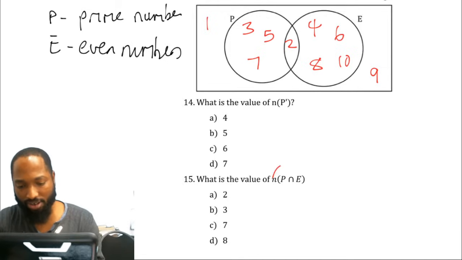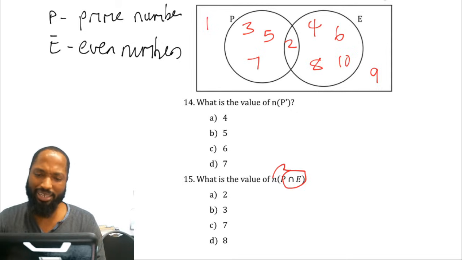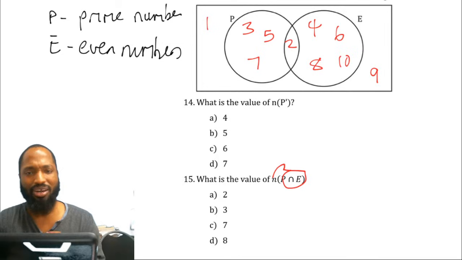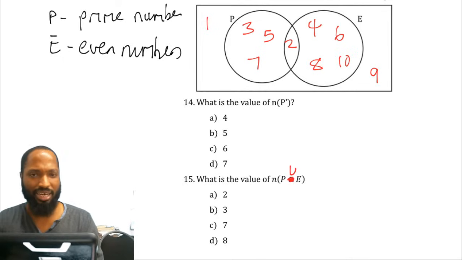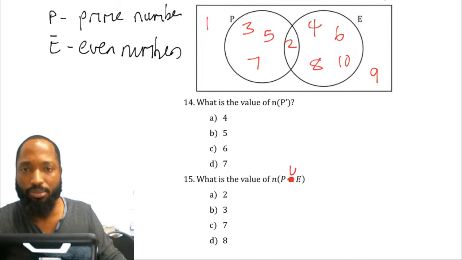What is the value of the number of elements in P intersect E? Yeah, this has no answer. Why? I wanted to write intersect there, or union. I feel I wanted to write union. Let me see if there's an answer for union. These are typos, but the sleepier you are, the more typos you make.